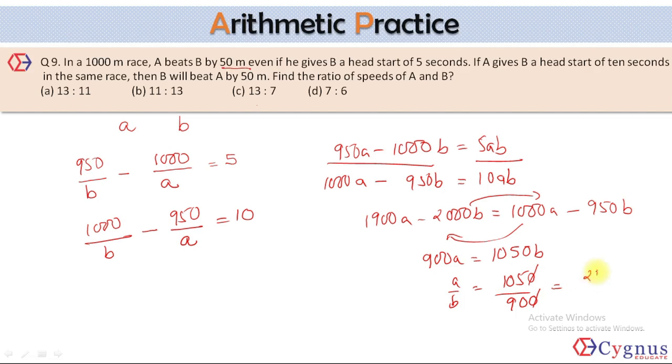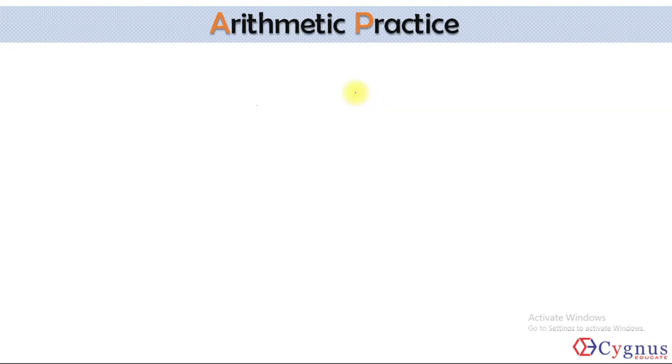This is 5 into 21. This is 5 into 18. Still I can cancel it out because both the numbers are divisible by 3. This is 3 into 7 and this is 3 into 6. So the ratio of their speeds should be 7:6. Okay, what's the next one?